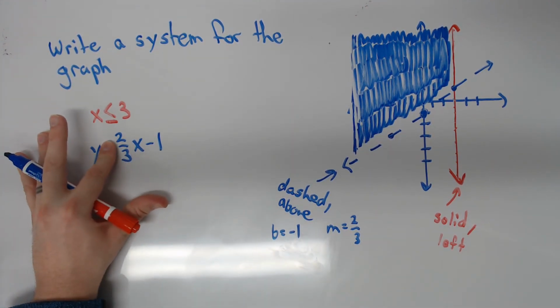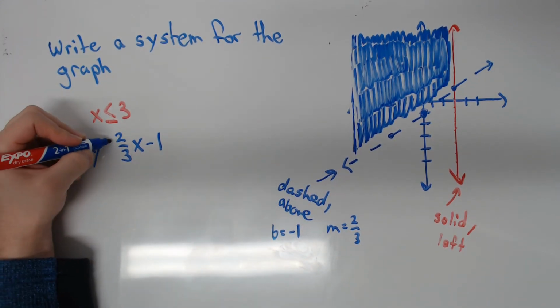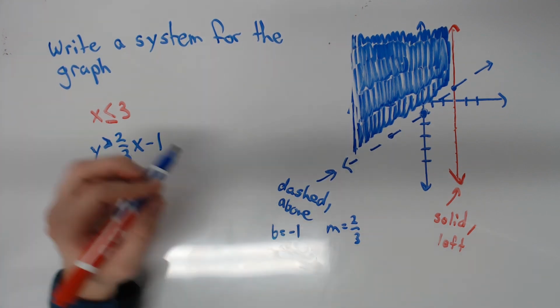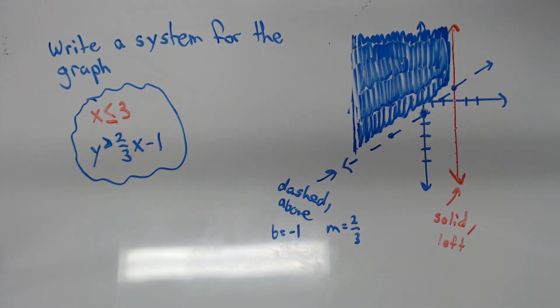But we don't use the equal sign. We use this information. Above means greater than, and dashed means don't add the or equal to sign. This is our system for this graph.